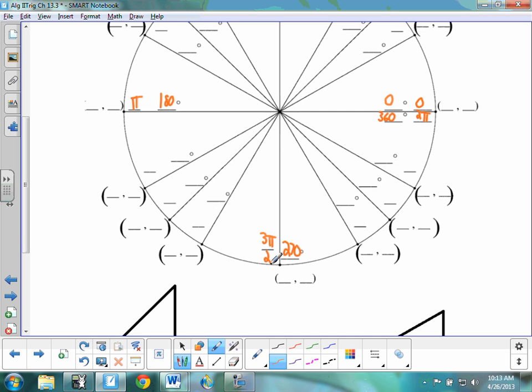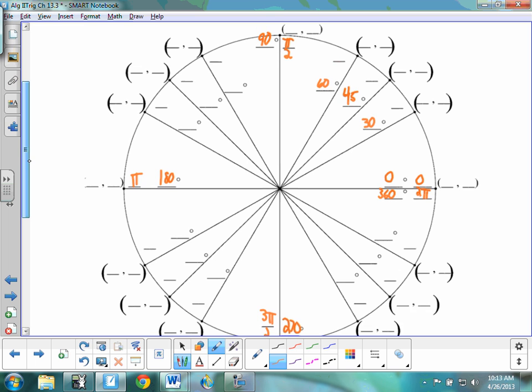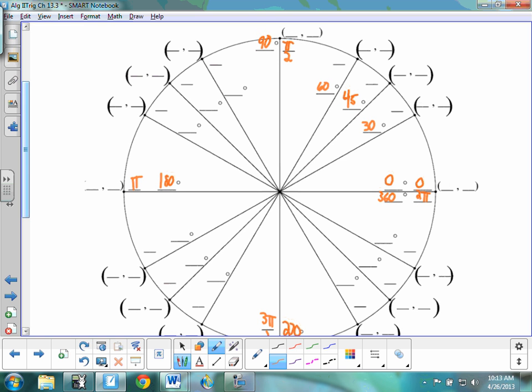Okay, we good so far? Somebody tell me another angle measure that we know. 45. Yeah. And the 30. We really know that this is 30, and this is 45, and this is 60. Those are just our 3 special numbers we're going to be dealing with a lot. 30, 45, and 60. So the question becomes, what are those in radians?